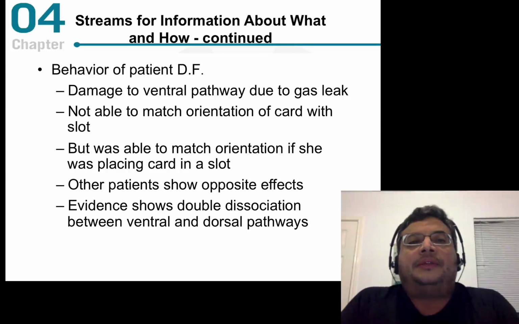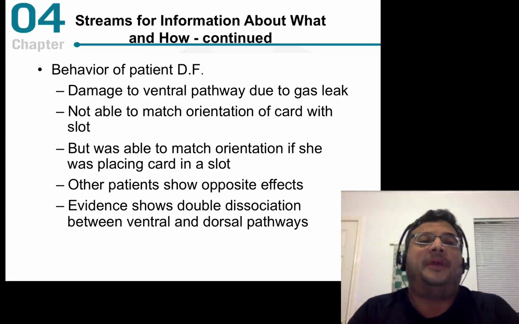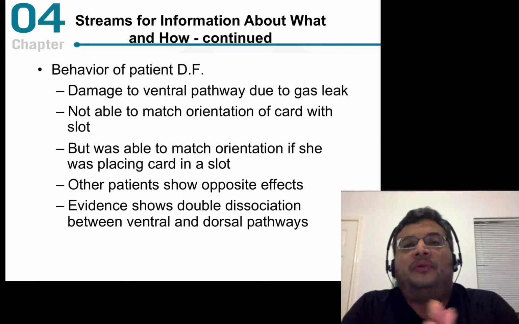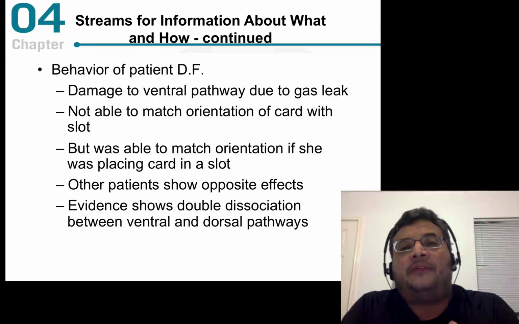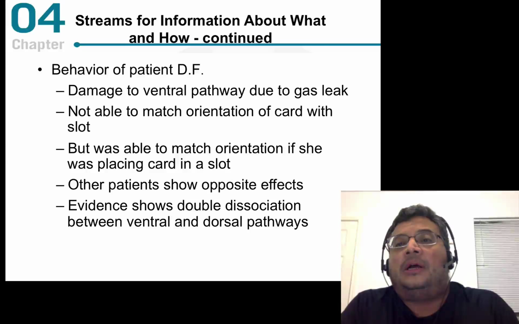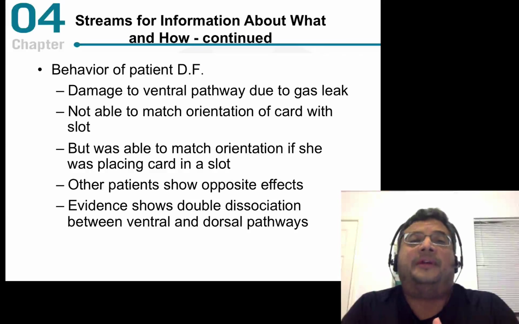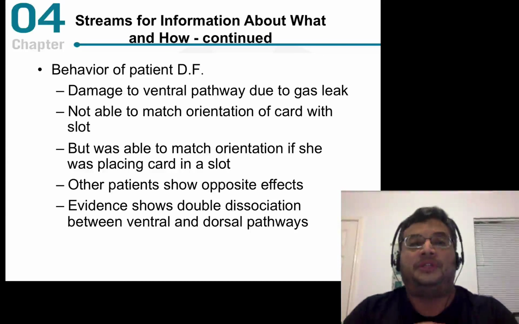Okay, so there's a lot of evidence from human studies about these what and how pathways, right? So we have this very famous patient who went by the initials DF, right? These patients' anonymity was always protected. This person had unfortunately suffered brain damage from a gas leak. Apparently they were asphyxiated in a gas leak, and while their brain was not getting oxygen, they suffered brain damage. The part of the brain damage they suffered was in their temporal area. So this ventral pathway was destroyed.